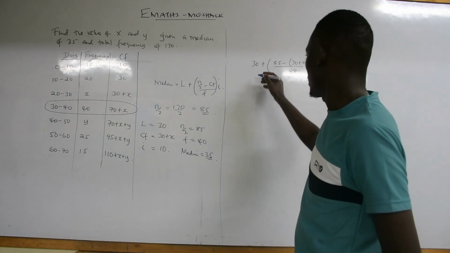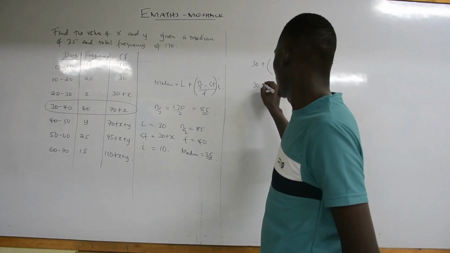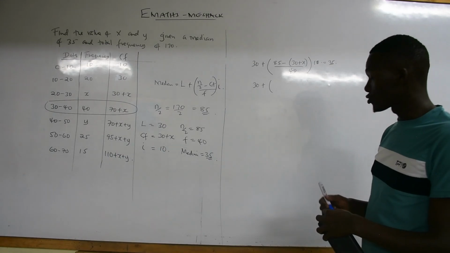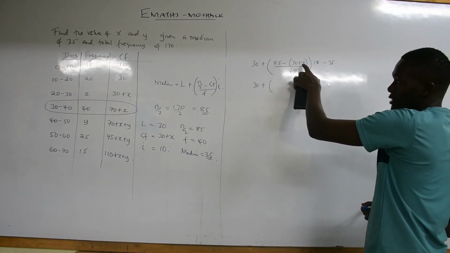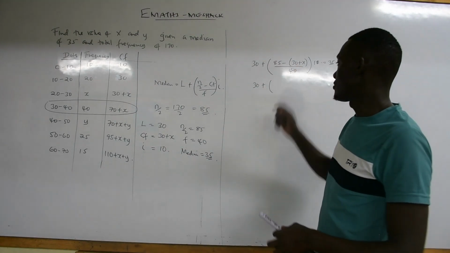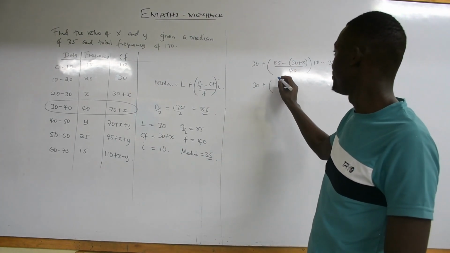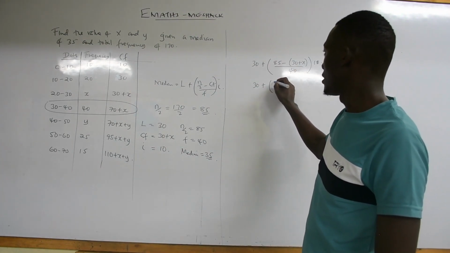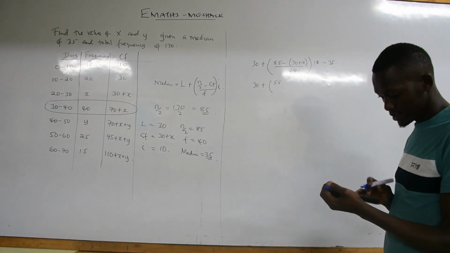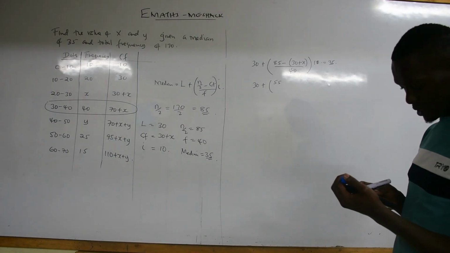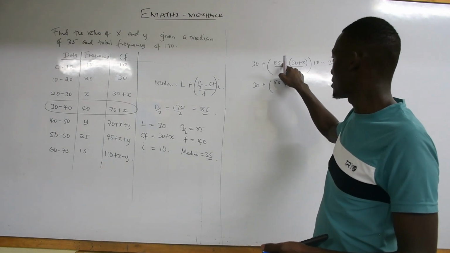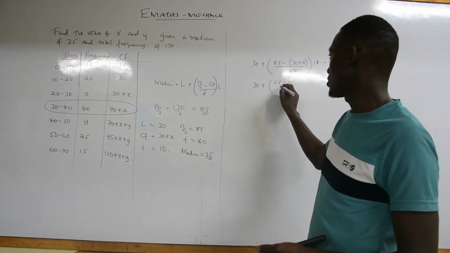Now we can simplify that. So this is 30 plus, and we open the bracket: 85, remember you're supposed to open this bracket. This negative is very important because it changes the sign of what is inside the bracket. So 85 minus 30, let me confirm that, gives you 55. Then minus x, because the negative times the negative x gives a positive when you open the bracket.